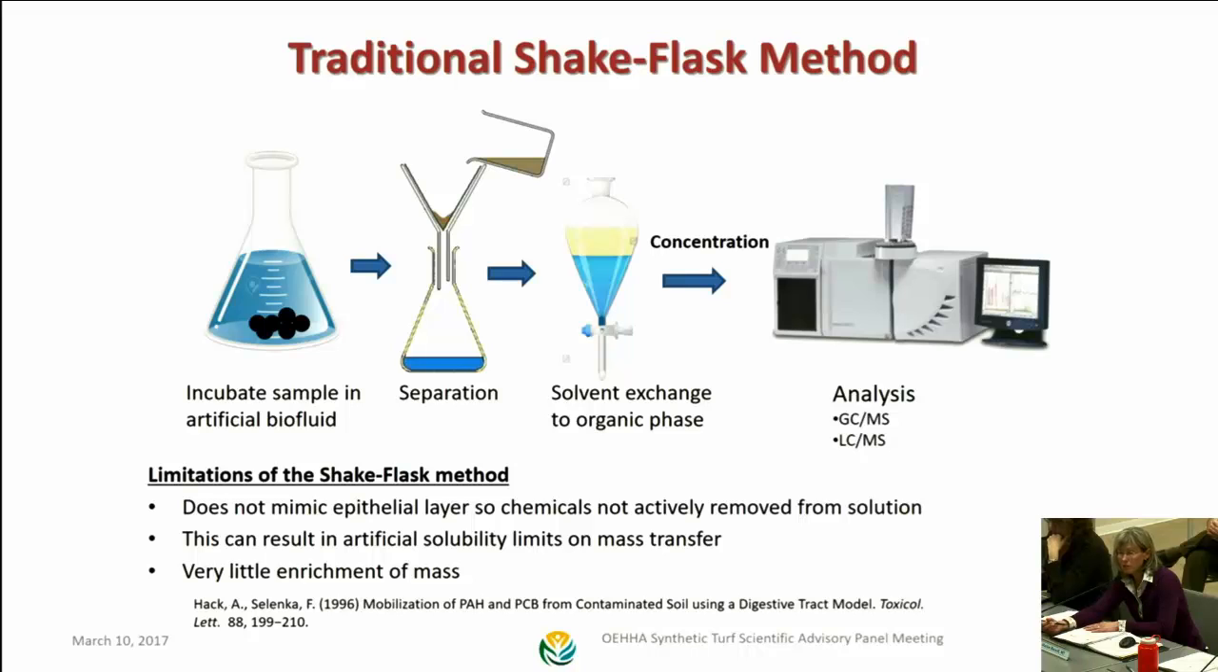As you can see here, the traditional method is a multi-step process that also limits enrichment of the endpoint chemical. After the incubation period and filtering to remove crumb rubbers, the aqueous biofluid is then solvent exchanged to an organic phase. This exchange is often repeated multiple times, resulting in a large volume of the organic phase, which must be concentrated and dried before the analyses can be completed. And the concentration process itself can result in some significant losses, either degradation or loss. The chemicals can stick to the side of the flask and be lost.